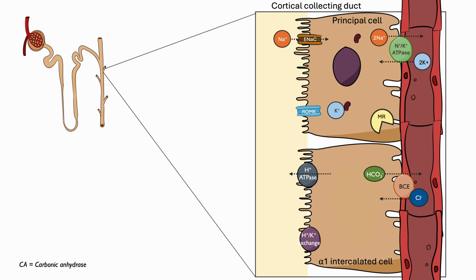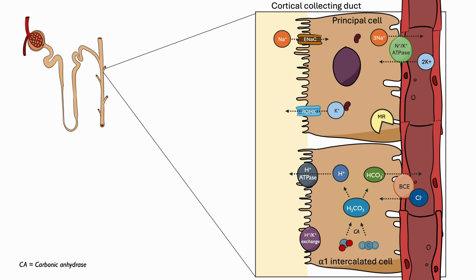The bicarbonate is then reabsorbed across the basolateral membrane in exchange with a chloride anion using the bicarbonate-chloride exchange transporter. This exchange maintains electroneutrality. The entire process results in a net secretion of one hydrogen ion per one new bicarbonate for reabsorption. For the cortical collecting duct to successfully secrete a hydrogen ion, the following must occur.